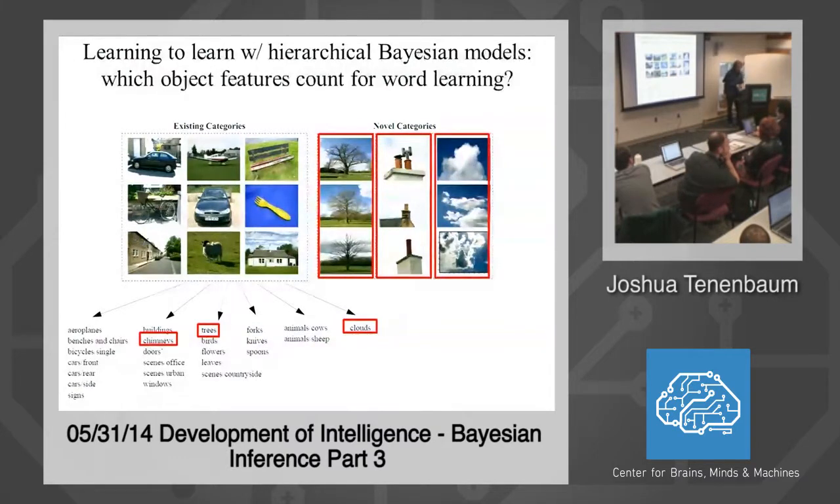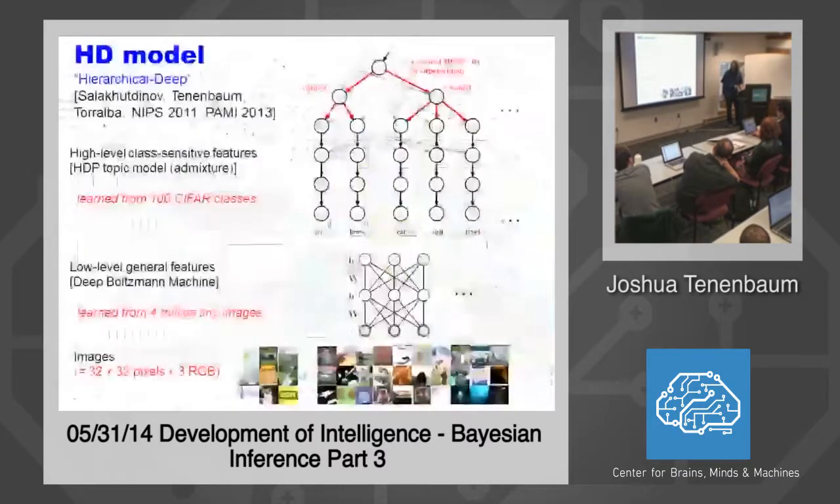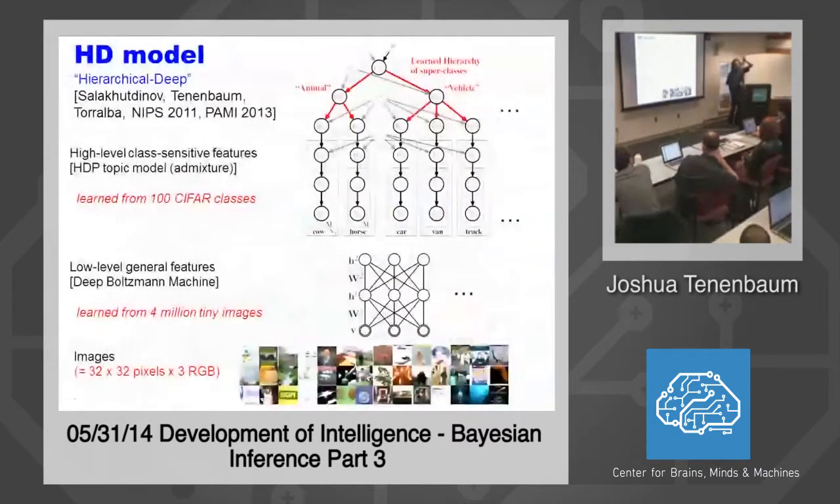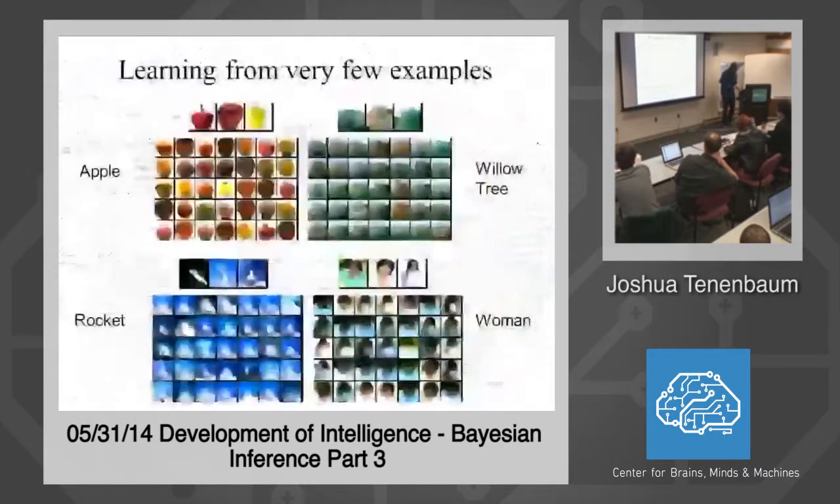Other questions about this? All right. I'm going to skip through. There were a few other slides on this so-called hierarchical deep model, which basically learns a similar hierarchical non-parametric Bayesian model of the classes and superclasses, but it also integrates that with learning features at the lower level. And if you're interested, you could check out these papers by Salakhutdinov on that.